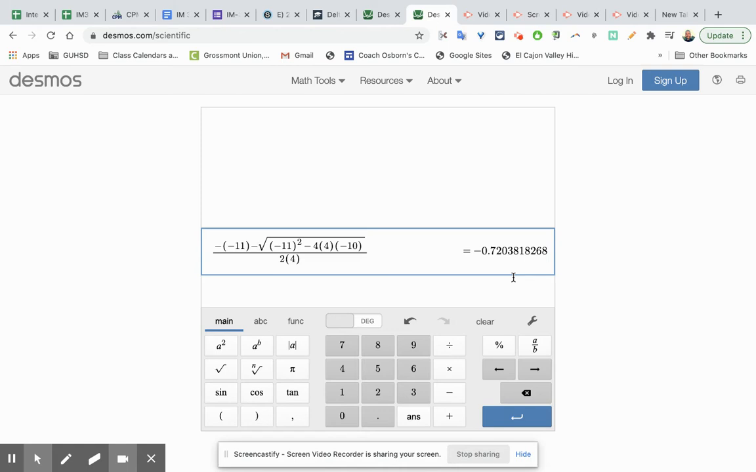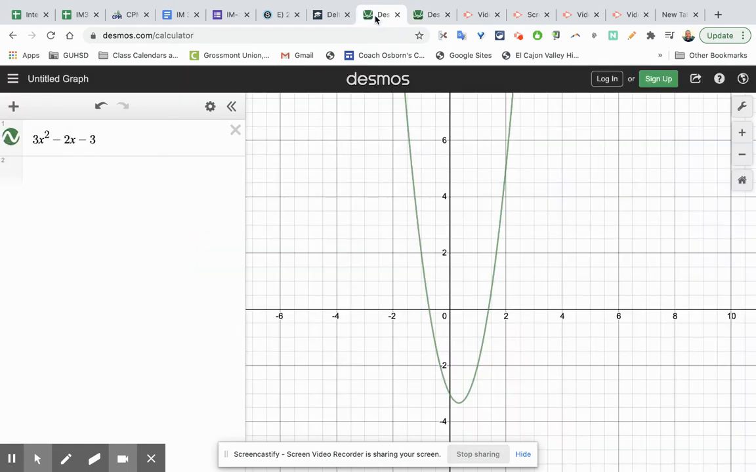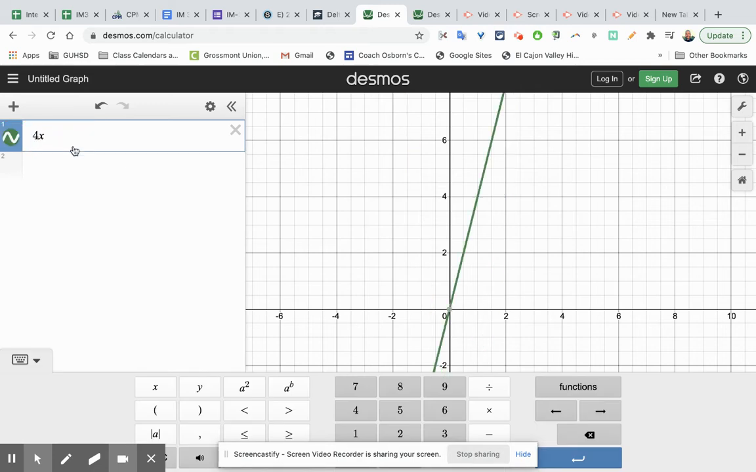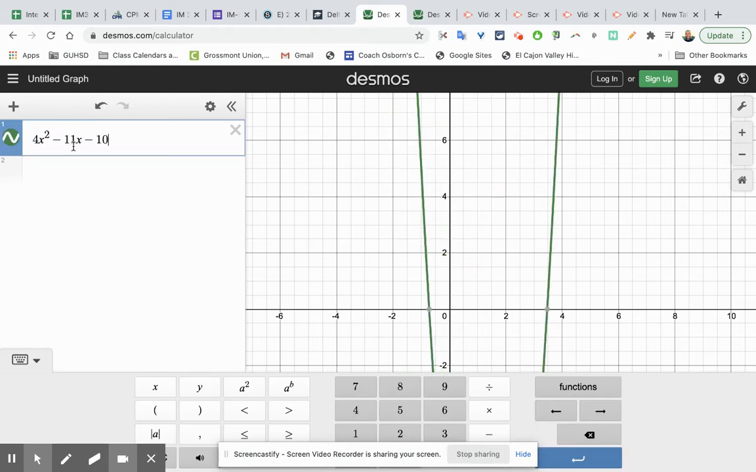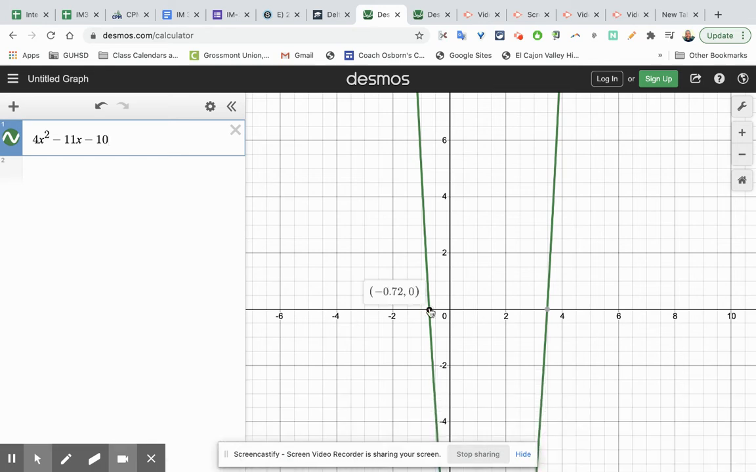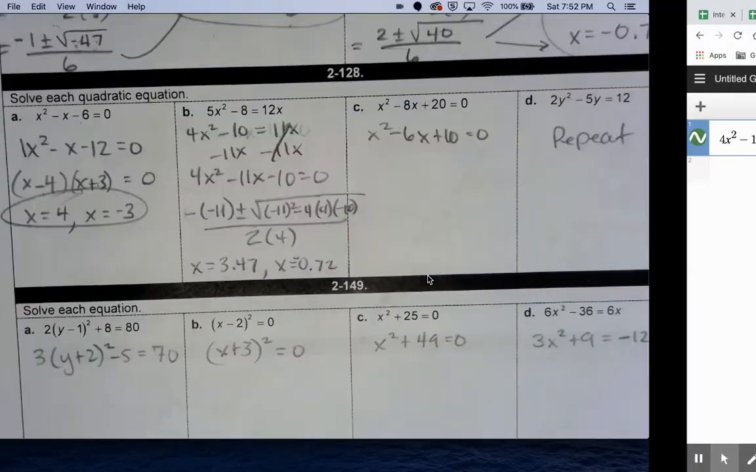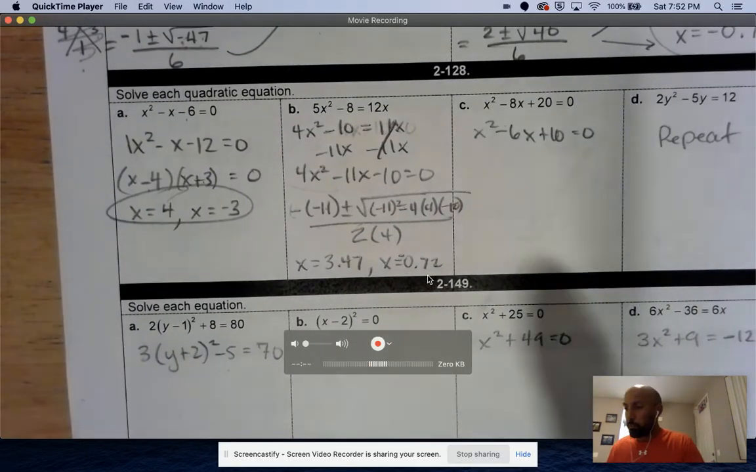And what I want to do is actually verify that. So remember, I already set it equal to 0. So what I'm going to do is type this in here and just double check to make sure my answers are good. So I'm going to click on wherever the x-intercepts are, and that matches my answer. So good to go. Easy way to check it when you're taking the quiz, right?